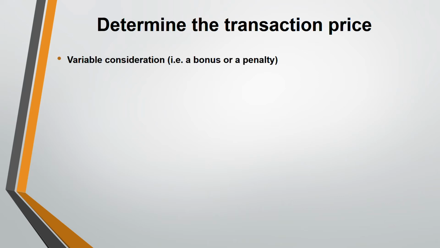Number one, variable consideration. For example, bonuses or a penalty. You might receive a bonus from the customer, or you might receive a penalty. That means you might receive less than what you're supposed to receive, which was determined in the contract initially. So the seller must estimate the amount expected to be received.